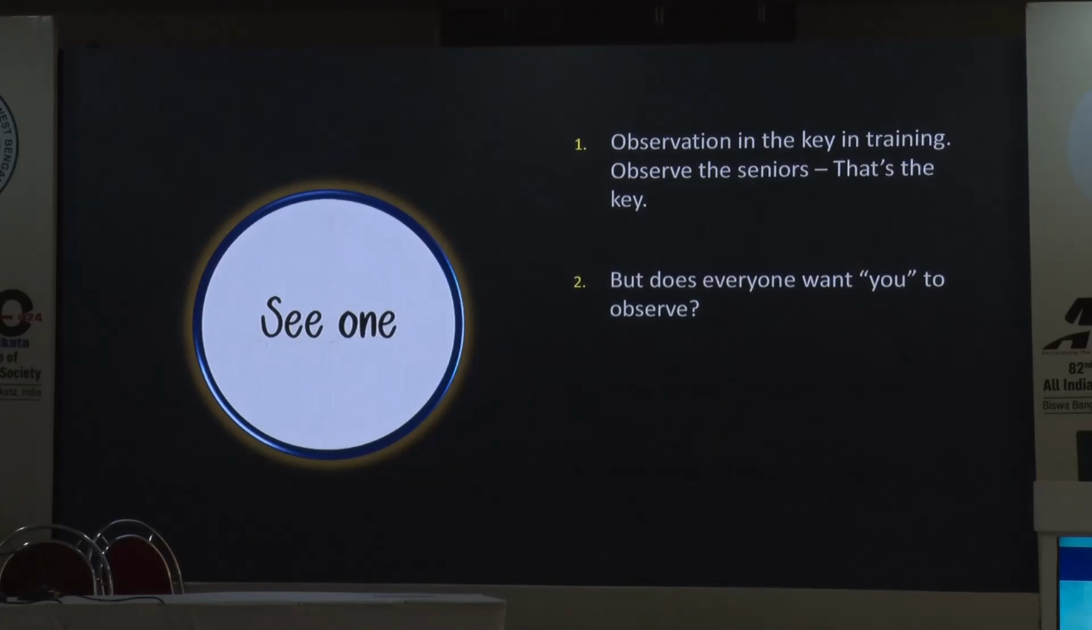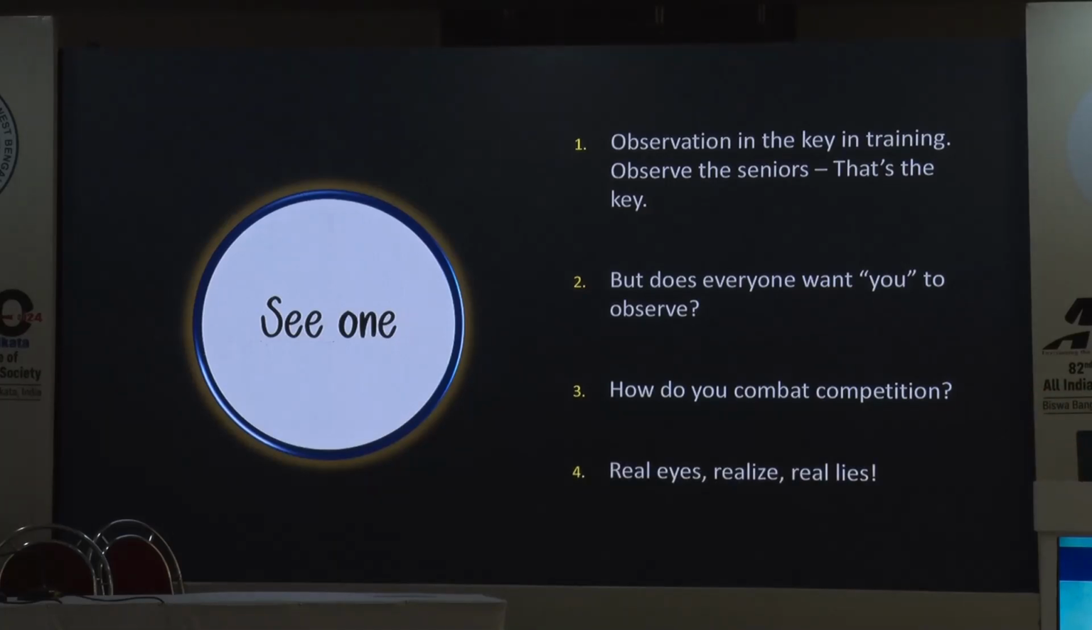But does everyone want you to observe? That's the interesting part. Because when you're doing a fellowship, everybody around you is looking at you as competition. So how do you combat a competition? Okay, so that's a part. So while you are in phase 1, that means that you're seeing and you're observing, at the same time, there's somebody or the other who doesn't want you to observe anything. And that's the part where I would like to say, this is the phase where you realize that it's the real eyes realizing the real lies. That means that you have to make sure that you're the best judge of what to observe, what to learn, and what to ignore.